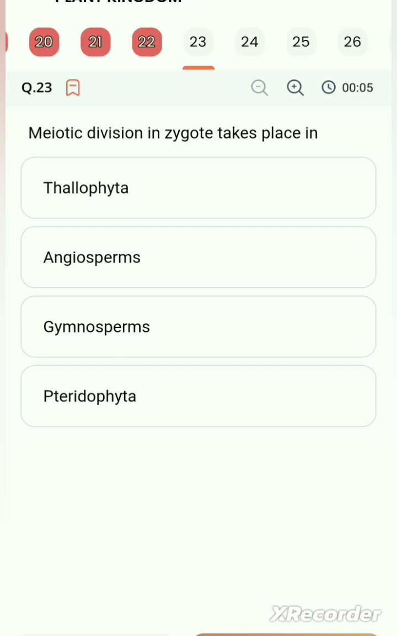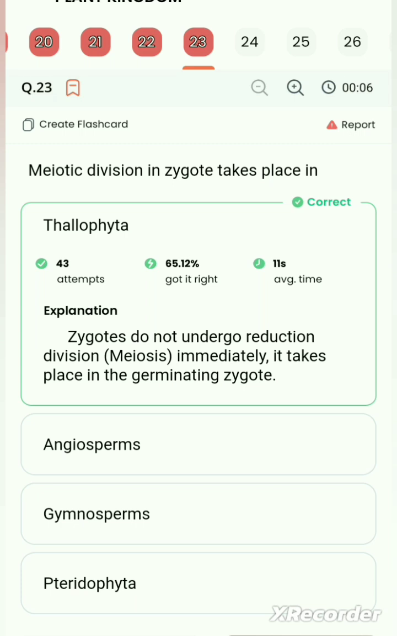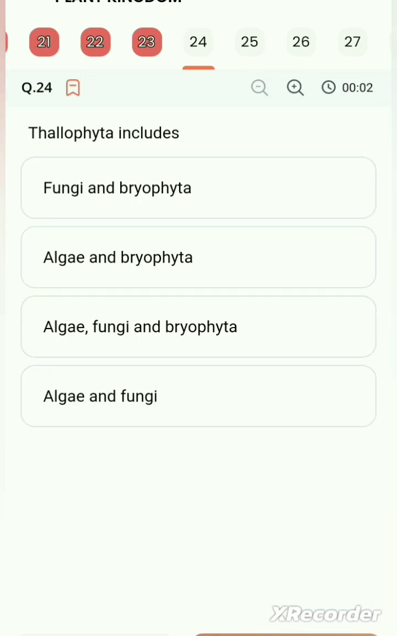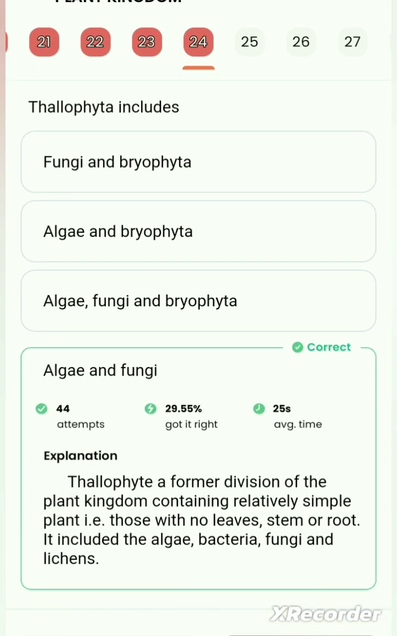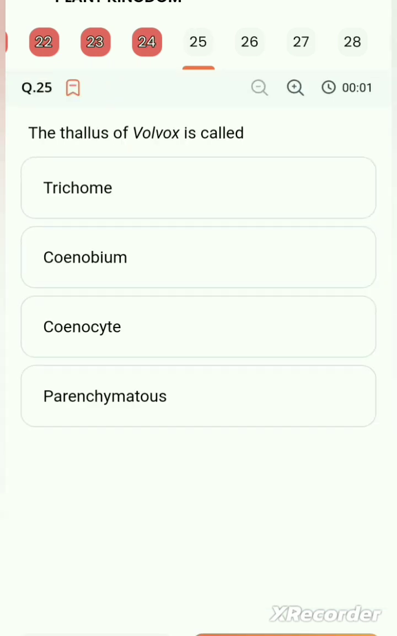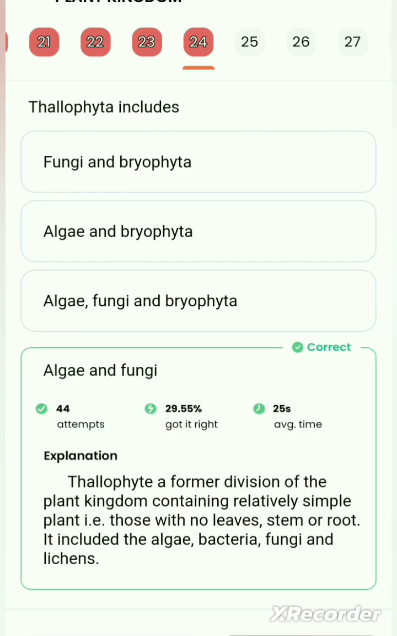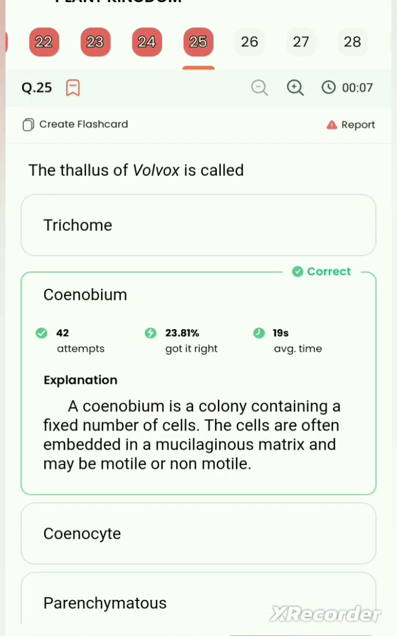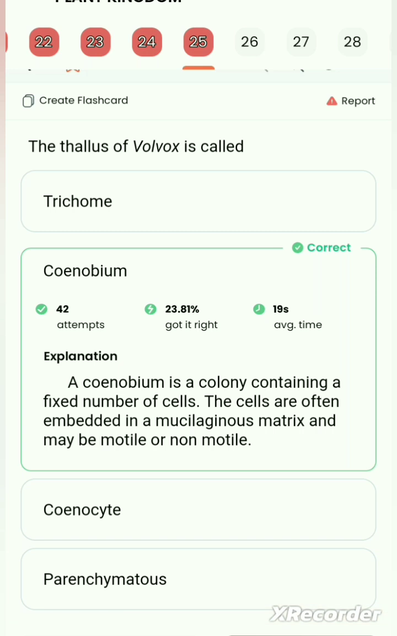Meiotic division in the zygote takes place in Thallophyta. Thallophyta includes algae and fungi. You know what a thallus is? It is a flattened structure. Where is it found mostly? We say it is in the algae, right? Thallophyta includes all the algae and lichens, fungi, bacteria, all those are also included, but there is no leaf, stem, root, all those things. Thallus of Volvox is option A.